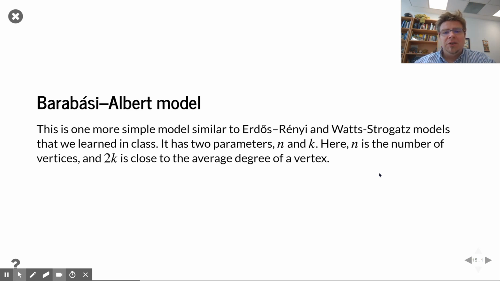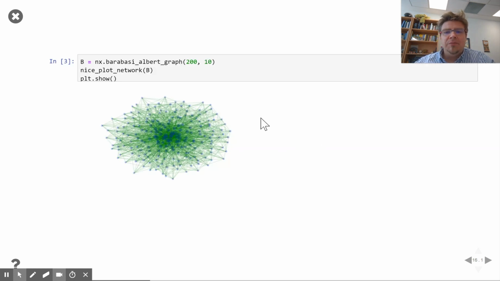Now, the Barabási-Albert model has two parameters, n and k. So n is the number of vertices, as always. And k is, I'm going to explain what k is, but you will see that it's not exactly the average degree of a vertex, but it is close. So 2k is close to the average degree of a vertex. All right, so for example, this is a Barabási-Albert graph when n is 200 and k is 10.